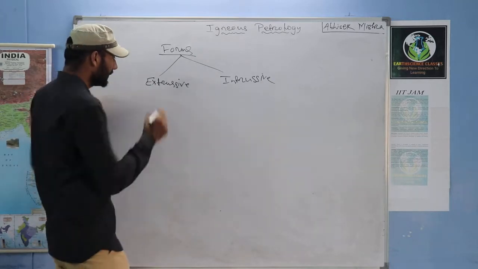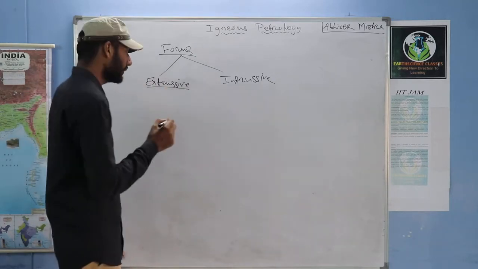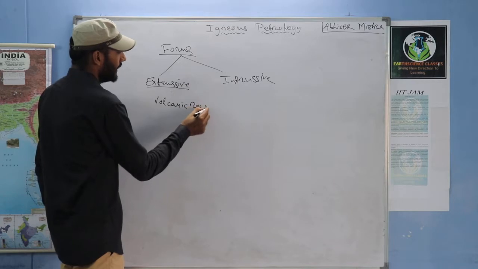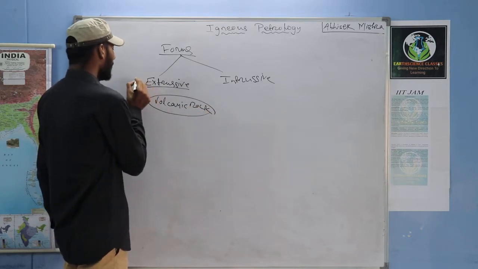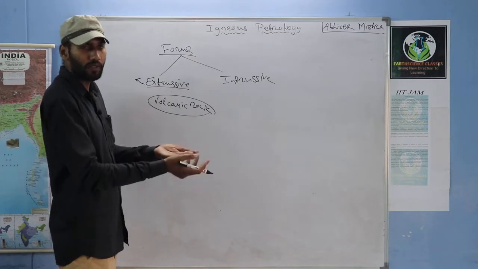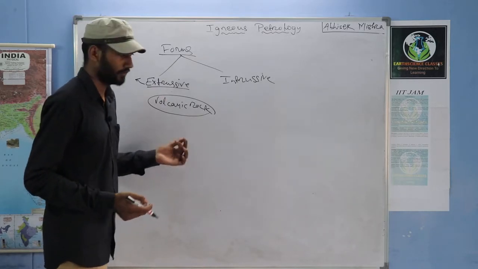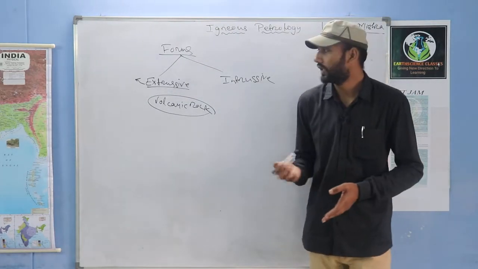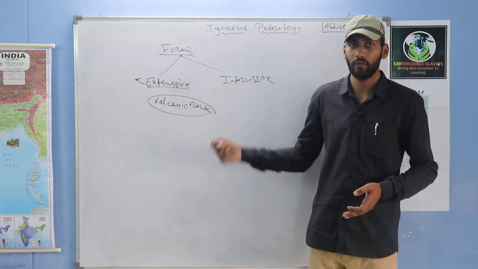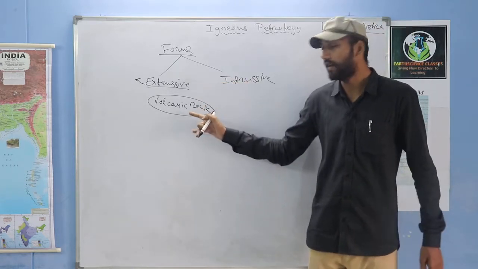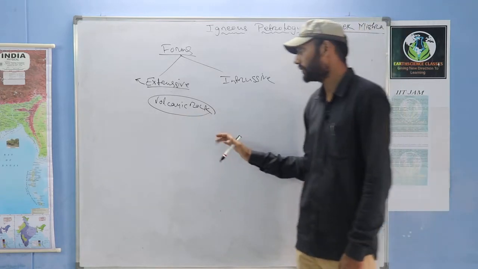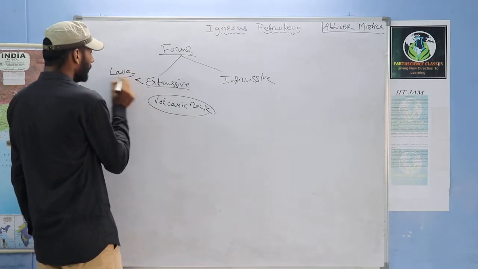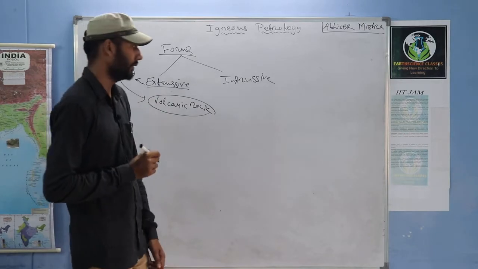These extrusive rocks, as I have told previously, are your volcanic rocks. Why extrusive? Because they are exposed to the surface. The magma from beneath the surface, or from the magma chamber, comes out to the surface and then solidifies to form this kind of rock known as volcanic rocks. And as I have told, they result from lava, not from magma.